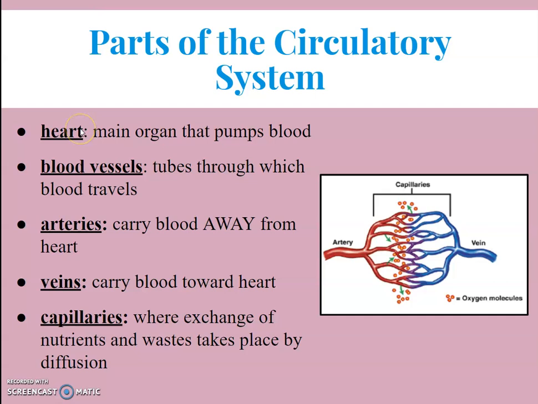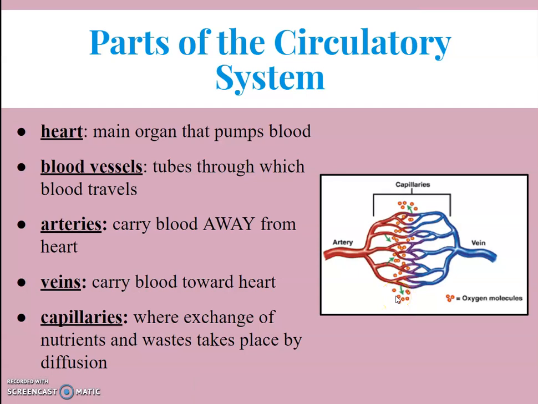There are different parts to the circulatory system. First, you have your heart, which is the main organ that pumps the blood. Then you have blood vessels, which are the tubes that the blood travels in. We have different names for those blood vessels. First, we have arteries that carry blood away from the heart. Arteries carry away, while veins carry the blood back to the heart. In between arteries and veins are what we call capillaries.